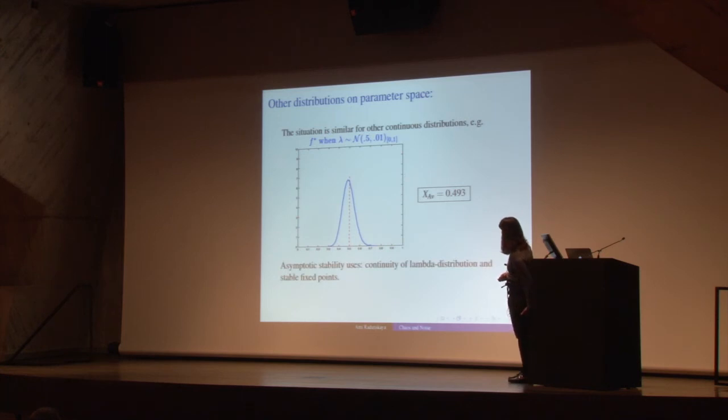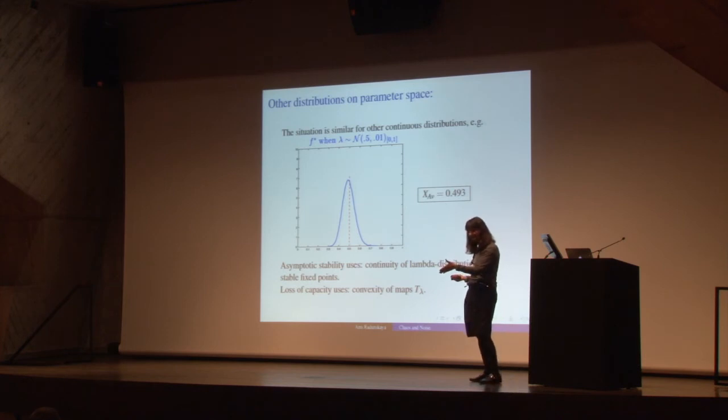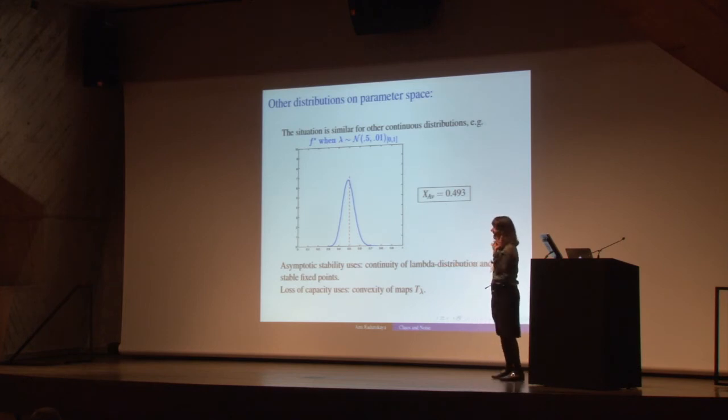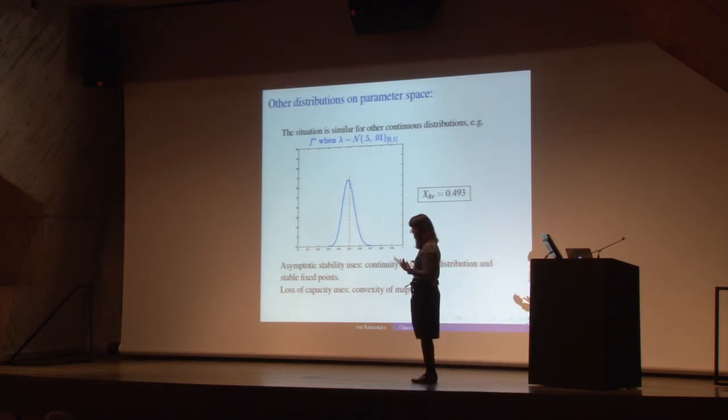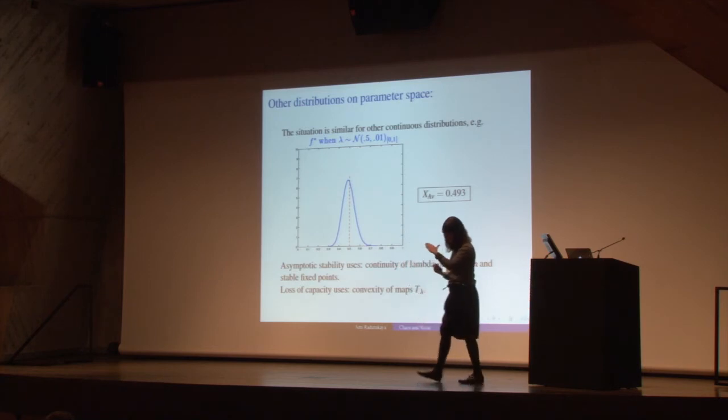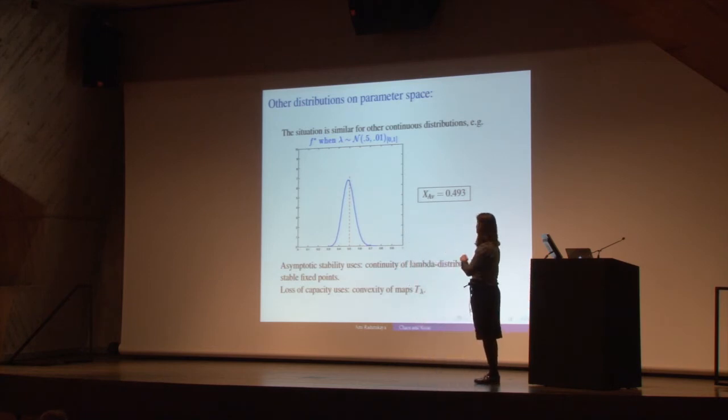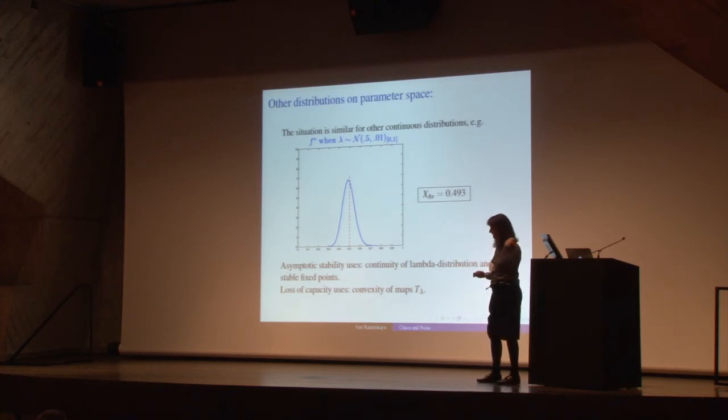Well, that's because this asymptotic stability and that average argument just depend on the lambda distribution and the fact that we have stable fixed points for every lambda value. And the loss of capacity, as I call it, that the average gets smaller, just depends on the convexity of those maps. So really this result should apply to any family of functions that has stable fixed points for each lambda value, and then has that convex shape. So then there are other questions, of course, that arise.